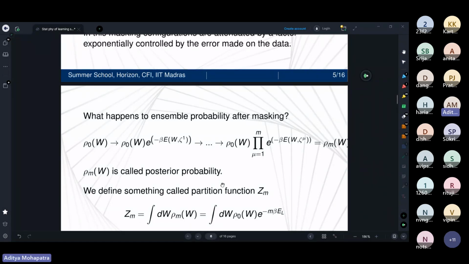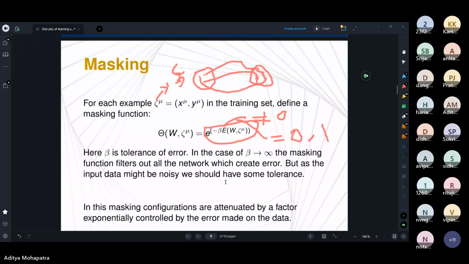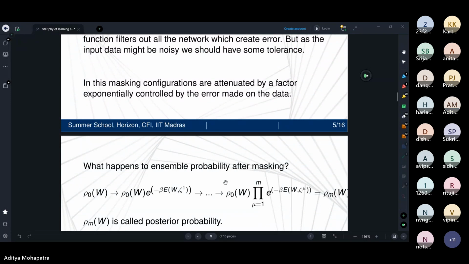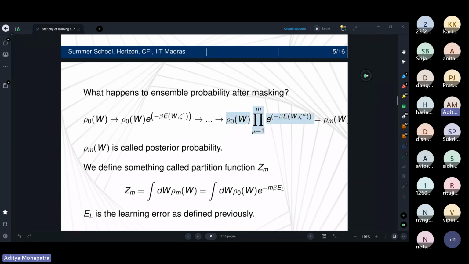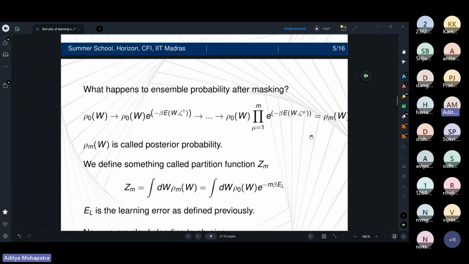So what happens to the probability after masking? First you take, let's say zeta 1, the training state, you take the first pair x1 and y1, and you calculate the error from the actual data, okay? You multiply the probability distribution rho naught W by the function e to the power minus beta e after getting the error. Like that, across all 1 to m training sets, you multiply this function. At the end, after training with all m values, you get a probability distribution, which you call rho m W after masking, and we call it the posterior probability. Is everyone clear in this?